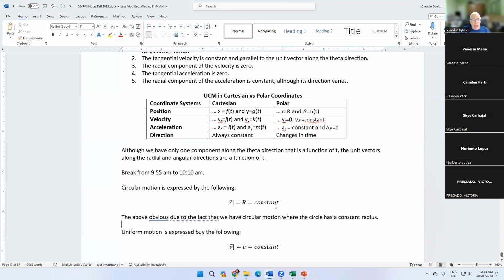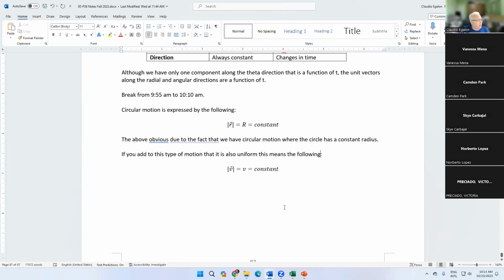Now, if you add to the definition of the motion that the motion is uniform, what does uniform motion mean? It means the following: that the magnitude of the velocity vector is constant as well.